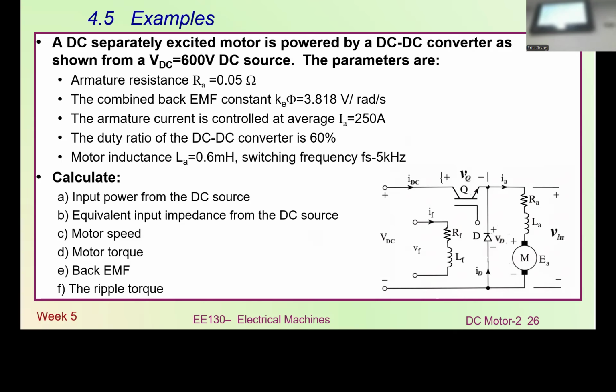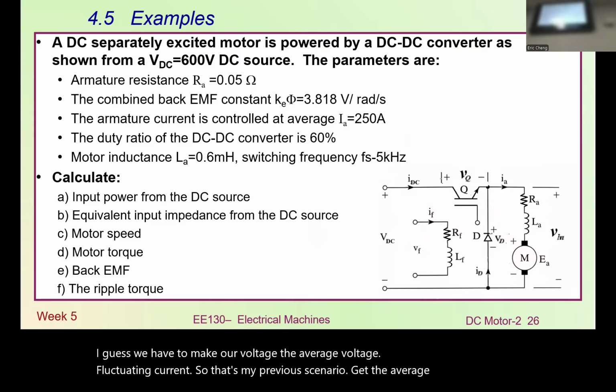Yes. So for power, isn't it just power equals current times the DC source? Given current, I guess we have to make our voltage the average voltage. You mean which part, the A part? Yeah. The A part is DC voltage multiplied by the current. Because the current is not a pure DC current, it's a fluctuating current, that's why previously we got the average first. The average multiplied by the DC voltage will be the power.